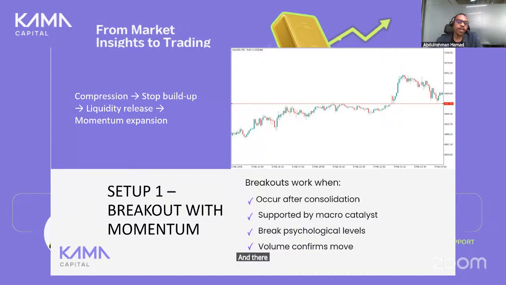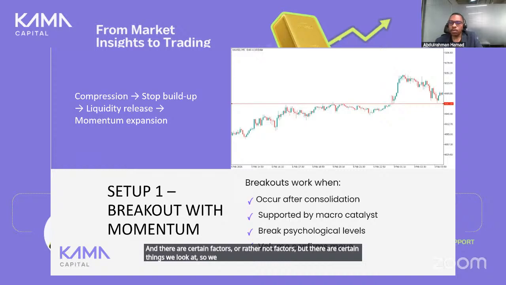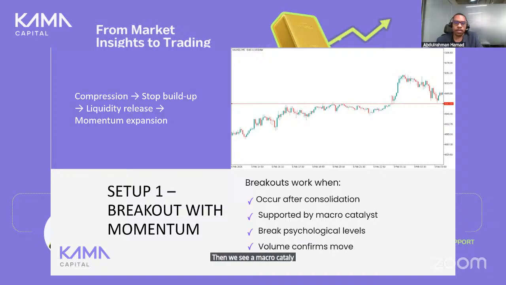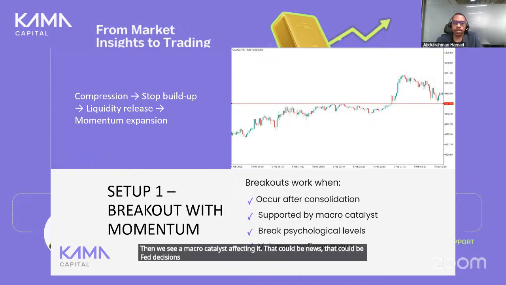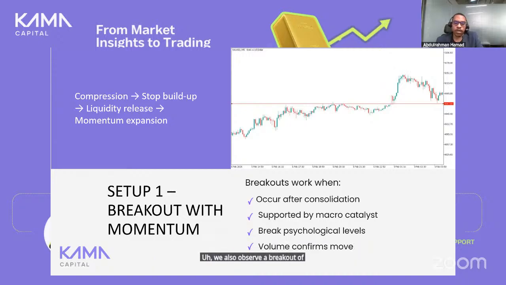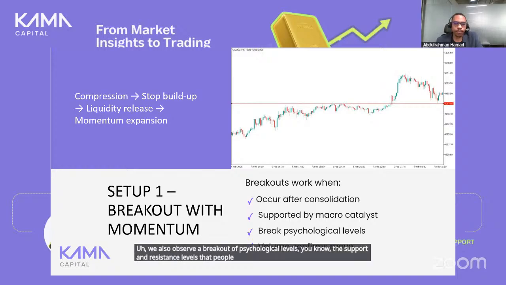There are certain things we look at. We see consolidation happening, which is what we highlighted as a buildup. Then we see a macro catalyst affecting it. That could be news, that could be Fed decisions, that just drives the price up. We also observe a breakout of psychological levels, the support and resistance levels that people envision are broken. And then that's confirmed, obviously, by seeing the volume of trades that happen.